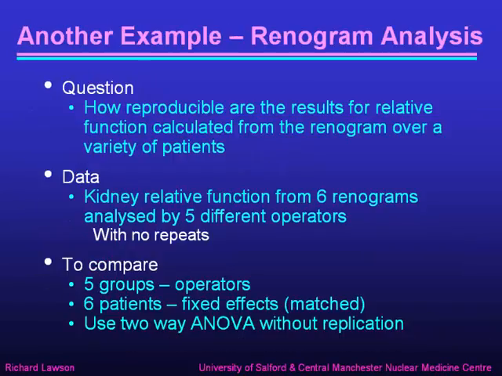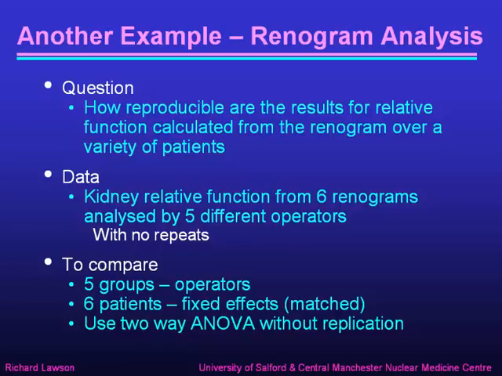So we can ask another question: how reproducible are the results for relative function calculated from the renogram over a variety of patients? And to do that, we take the kidney relative function from 6 different renograms, 6 different patients, but again analysed by 5 different operators. This time, for simplicity, I've not included any repeats. So we have 5 groups, that's our 5 operators, and 6 patients.